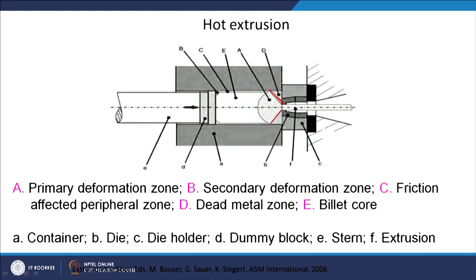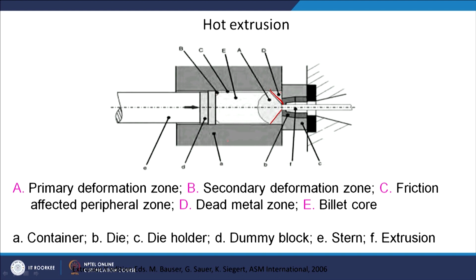Then you have a dead metal zone somewhere here, where there will not be any deformation. So, deformation will be constrained only in this part of the material, and E is the billet zone, or billet core.